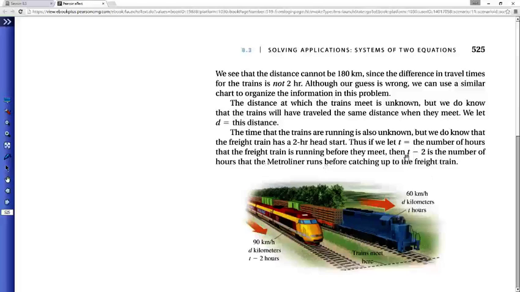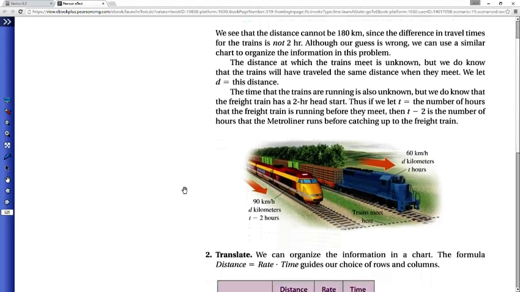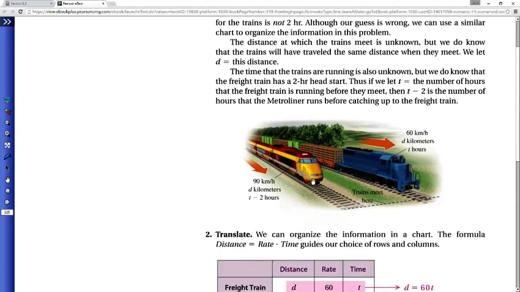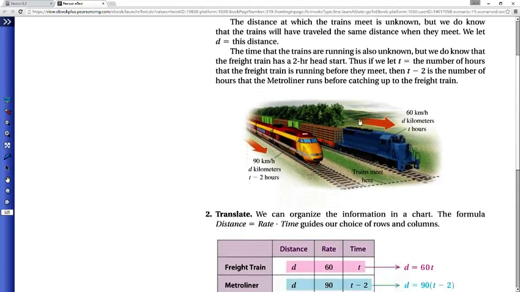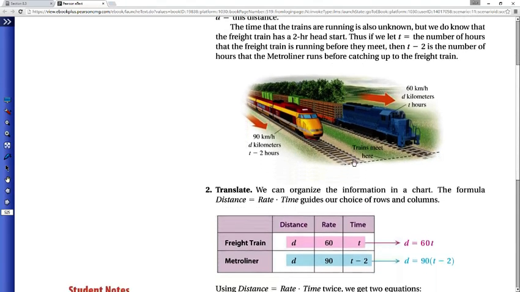You say, well, it would be t minus 2, or 2 minus 2 is 0 hours. In fact, it would. I mean, that train hasn't left the station after 2 hours. It's just leaving, so it hasn't run any time at all. If the freight train ran for 4 hours, the Metroliner would be going for 4 minus 2, or 2 hours. Okay? So we're getting expressions to represent the situation for these two trains.